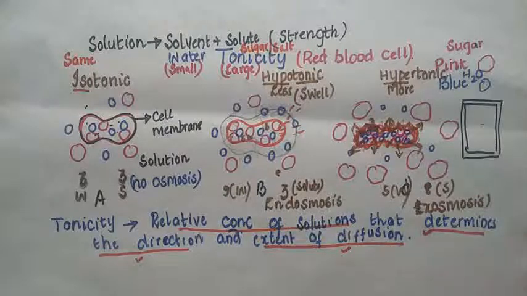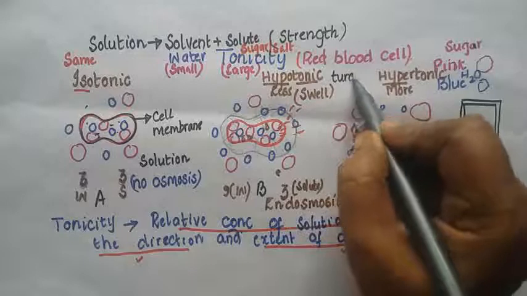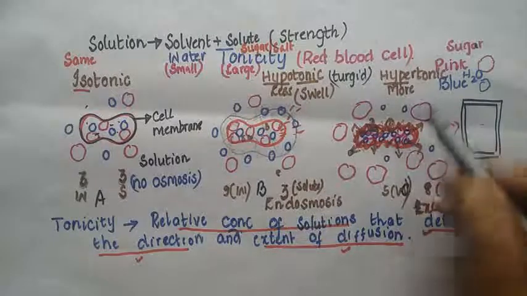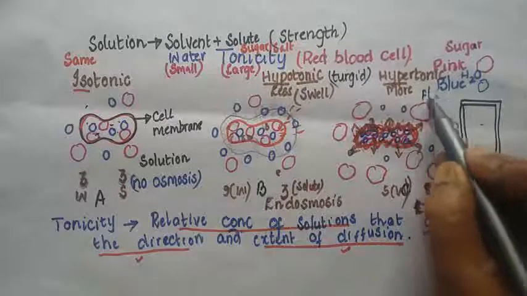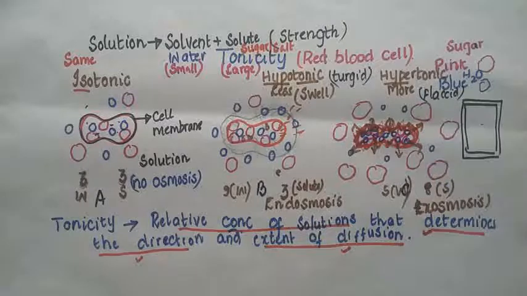Now, in fact, for the condition of swelling, we also use the word turgidity or a turgid cell, right? When it shrinks, we use the word flaccid condition. So all these conditions I'll teach you in the next video.